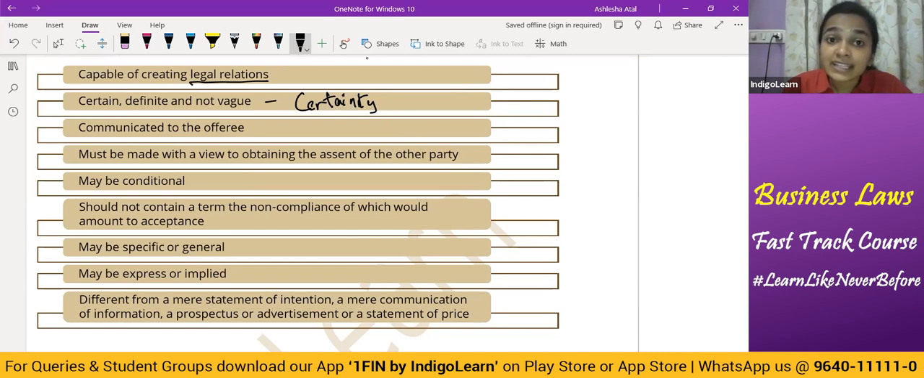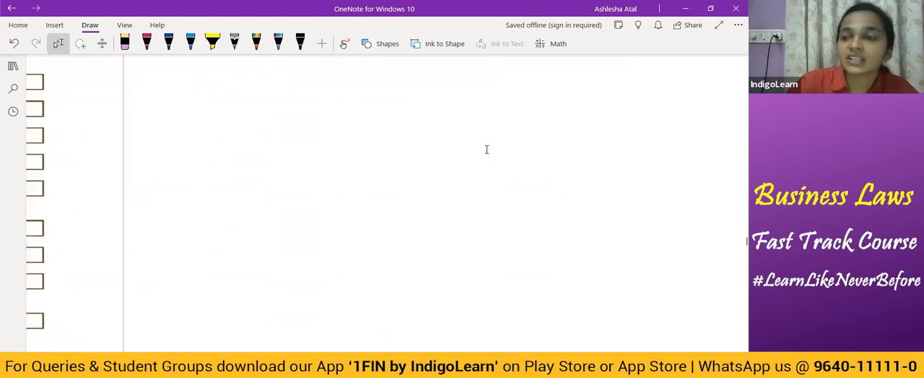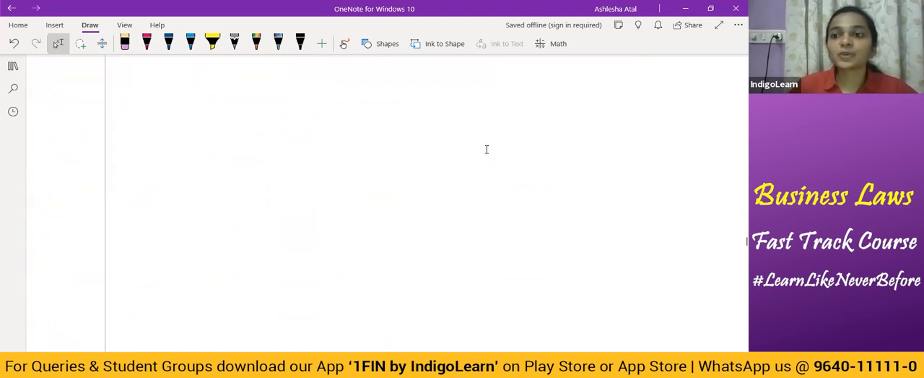And one very essential element of a valid offer is that it should be communicated to the offeree. Who is an offeree? The person to whom the offer is made. So whenever an offer is made, it has to be communicated to the offeree. Communication of offer is very important. If the offer is not communicated, how will the offeree accept the offer?